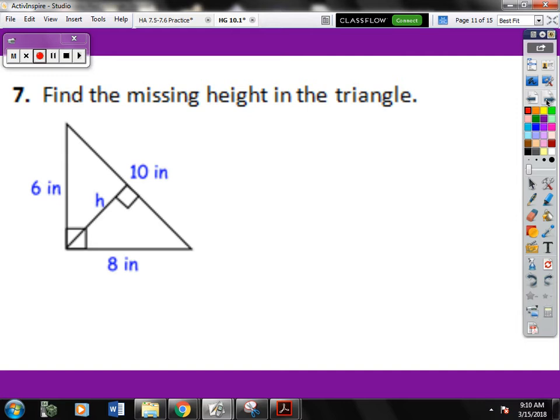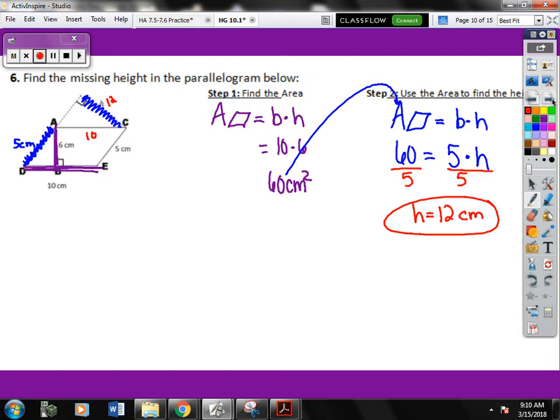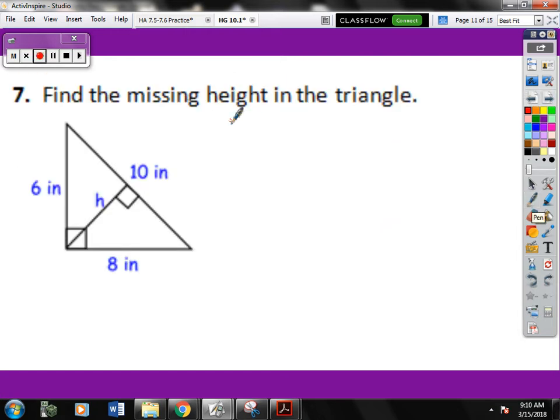Okay, a triangle question. Similar. Find the height. Now you could use geometric mean for this if you really wanted to. You could label this x and y and do geometric mean. But I'm going to show you the alternative, which is the same process as what we just did. So we'll first find the area, and then we'll use the area.